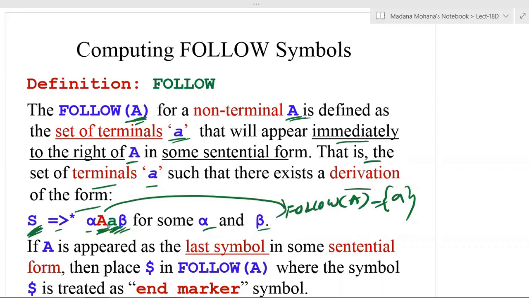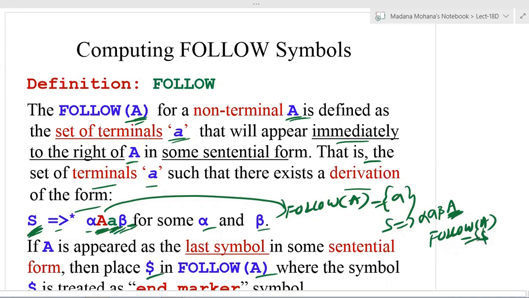Now suppose the second case: if the variable A appears as the last symbol in some sentential form, then you have to place dollar in follow of A, where the symbol dollar is treated as the end marker. That means here S derives alpha A beta, now capital A is the last symbol in the sentential form. Therefore, here follow of A equal to dollar. Dollar is added. This you can remember. So this is the follow definition.